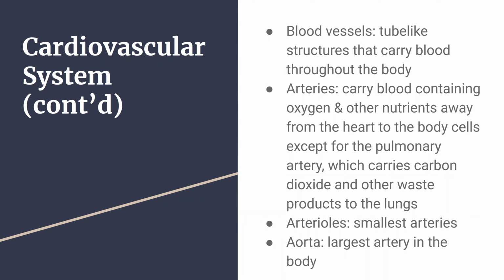Now blood vessels are also part of the cardiovascular system. These are tube-like structures that carry blood throughout the body. So you have arteries, which carry blood containing oxygen and other nutrients away from the heart to the body cells, except for the pulmonary artery, which carries carbon dioxide and other waste products to the lungs. Now the arterioles are the smallest arteries, and the aorta is the largest artery in the body.